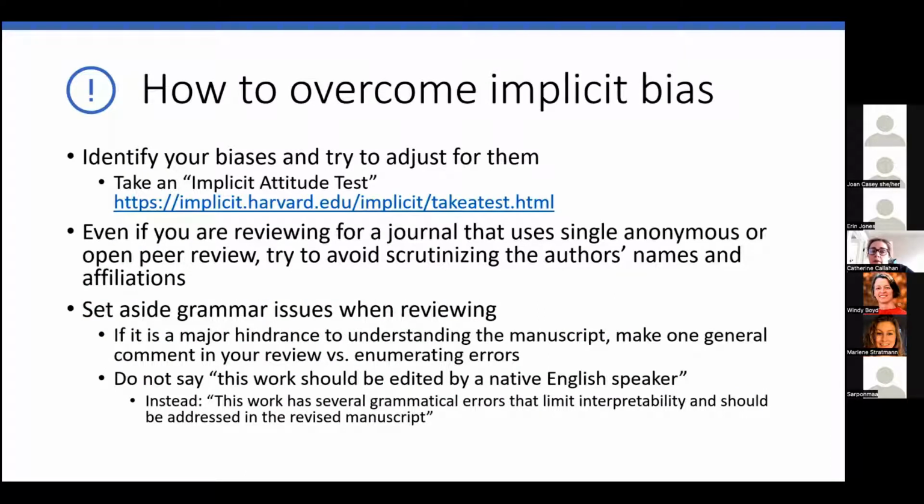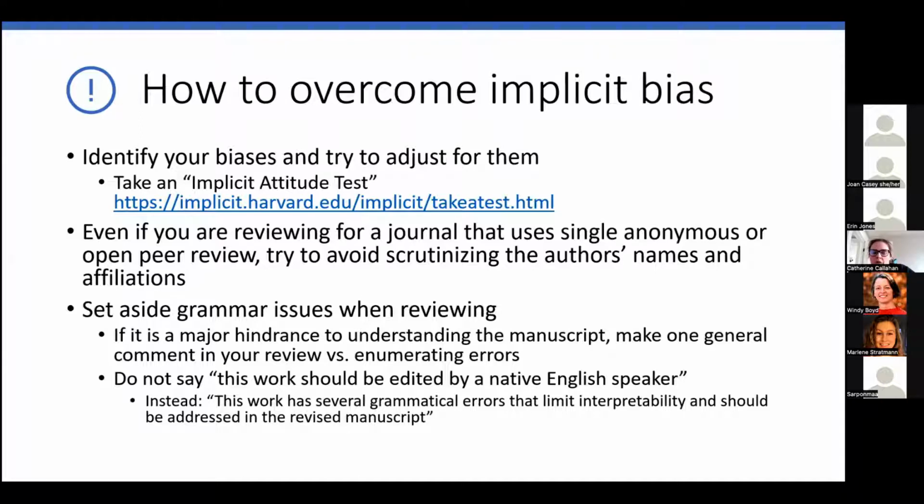So you can overcome implicit bias by first identifying your biases and then trying to adjust for them. There's several implicit bias tests out there on the internet. I've included a link for one here. You can also try to avoid scrutinizing the author's names and affiliations, even if you're reviewing for a journal that uses the single anonymous review method, such as EHP, where the reviewers are aware of the author's names.